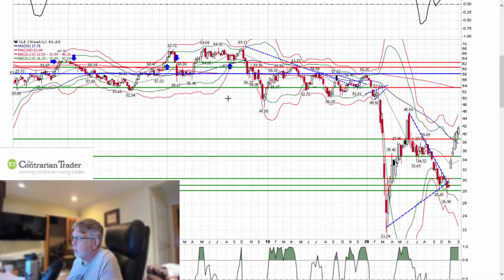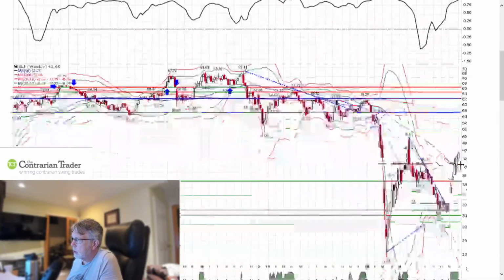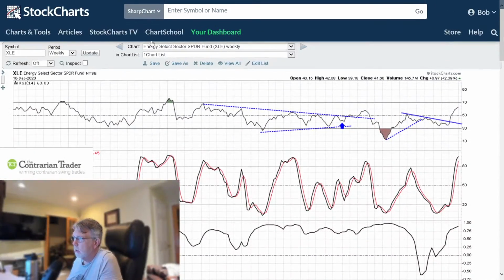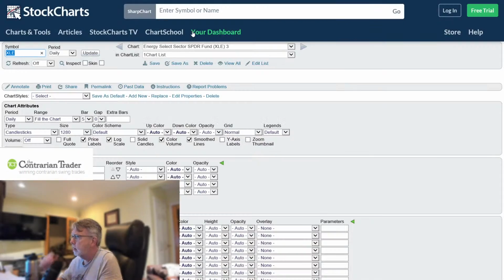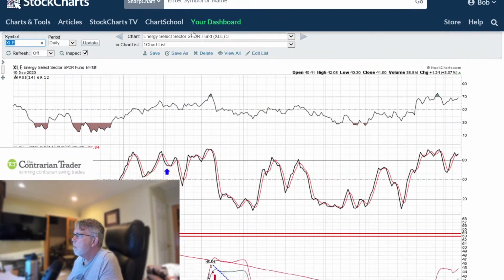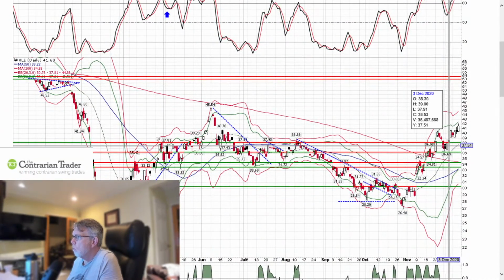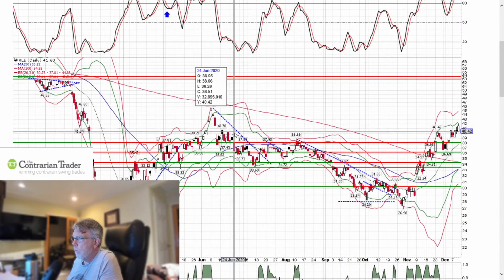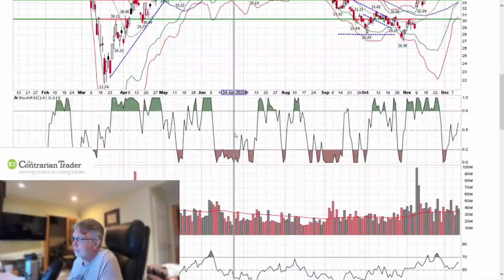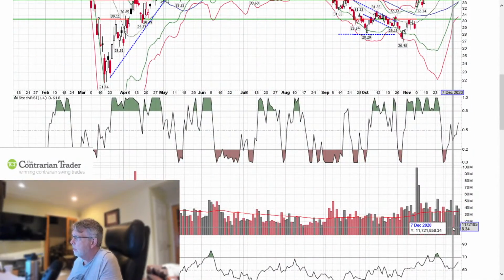Energy. Really good week so far. Clearly expecting a big stimulus deal. Daily chart. Higher highs today. Looks like we're going to head up higher. Good volume. Good volume.